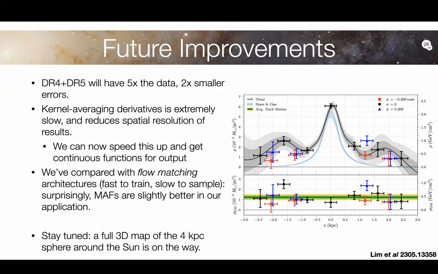I think there's a lot of improvements coming down the pipe. In one case, just data, DR4 and DR5, we're gonna have 5 times the data set, so that by itself will just improve everything. And the errors will get much smaller. We have a technique to get rid of the most computationally expensive part of our calculation and replace it with a much more lightweight calculation.